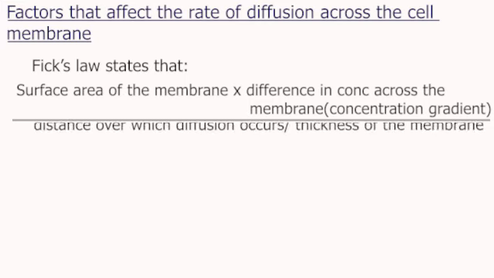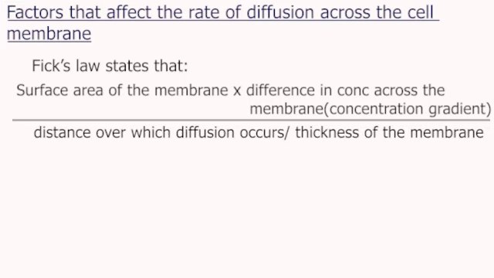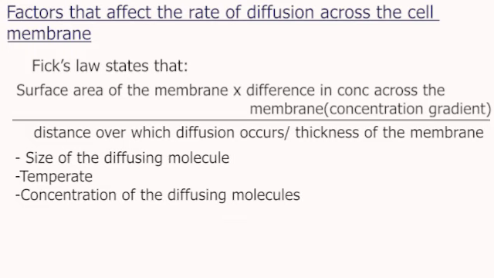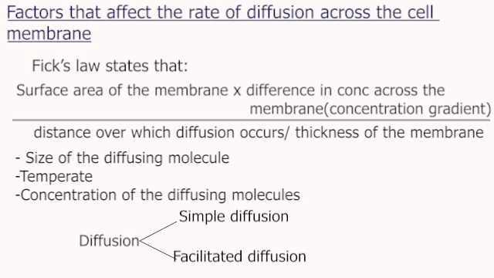The third states that the rate of diffusion is inversely proportional to the distance over which diffusion takes place, or the thickness of the membrane. So that means that the thinner the membrane, the greater the rate of diffusion, and vice versa. Other factors include temperature, size of diffusion molecules, and concentration. Now, diffusion is divided into two: simple diffusion and facilitated diffusion. I'll start with simple diffusion.